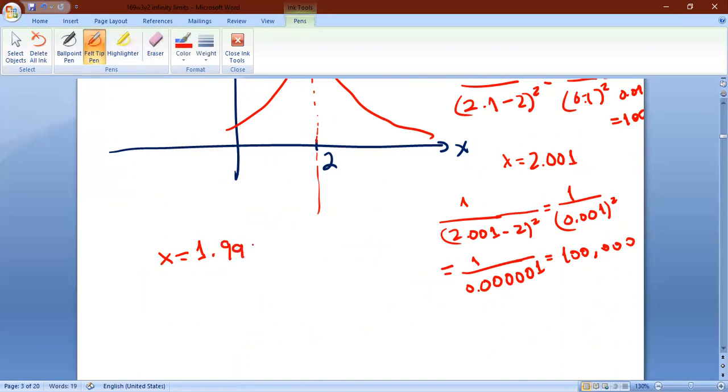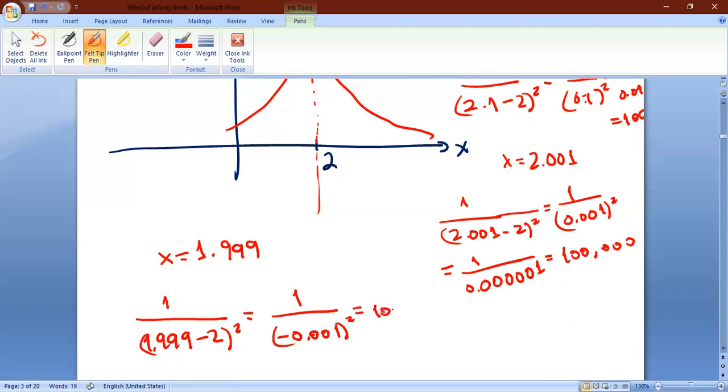Yeah, 1.999. And then what's going to happen? 1 over (1.999 minus 2) squared. This is going to be minus 0.001 squared. And again, it's going to give that same number, 100,000. And you can make it closer.